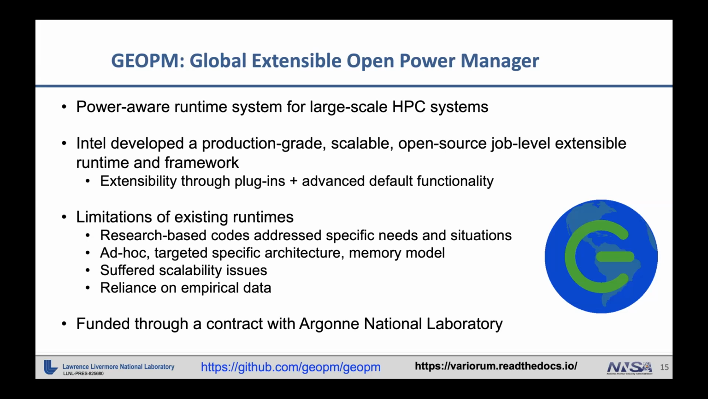Research based codes are ad hoc and they only address specific needs for a site and a situation. They target a specific system or memory model. They have scalability issues. For example, Conductor has scalability issues, and they rely on empirical data, which is not always practically useful. Also, the development of GOPM is funded through an Argonne National Lab contract and has active collaborations with several sites, including Lawrence Livermore.